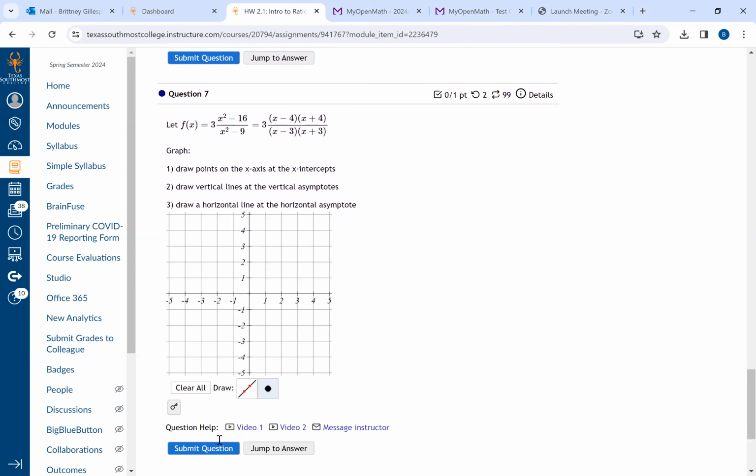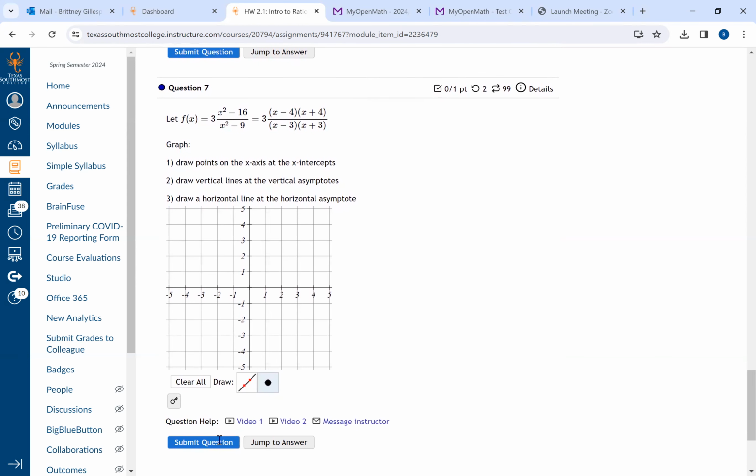And then we have question number 7, another one where we're asked to graph it, and there have been questions. So here I'm going to start with my x-intercepts. My x-intercepts are at 4 and -4.